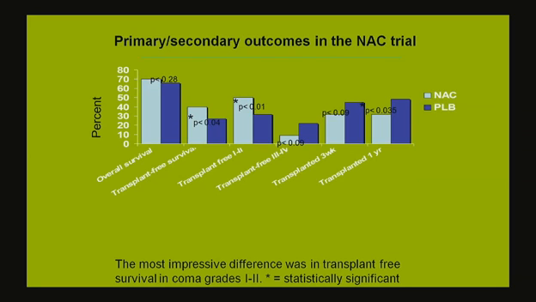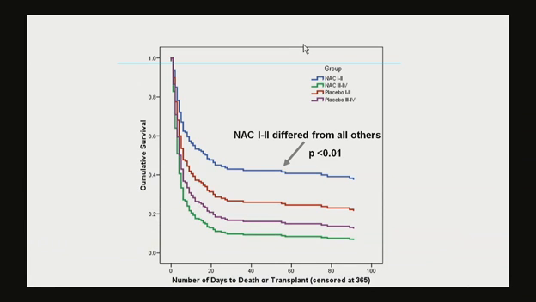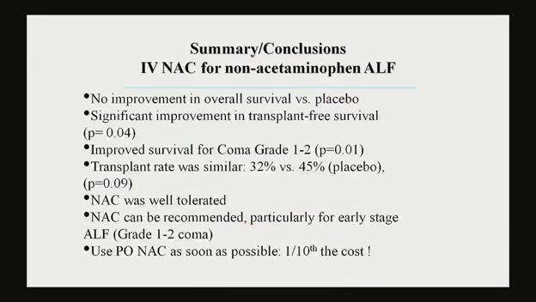Transplanted also, in terms of percent who need transplant, was decreased. That was statistically significant. NAC improved across a number of different ranges. This was statistically significant also compared to placebo. Start NAC early. Look at the differences in transplant-free survival. NAC was well tolerated, recommended especially for early stage disease. In grade 3 to grade 4, it may be too late. Oral NAC after 3 days of IV NAC can be considered.